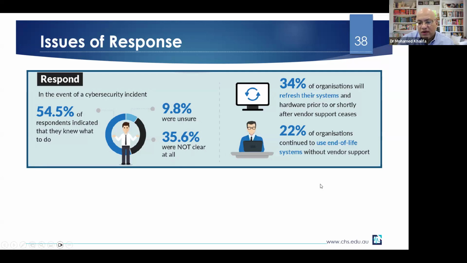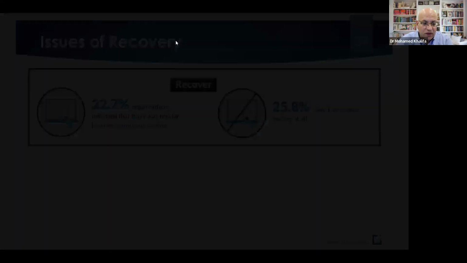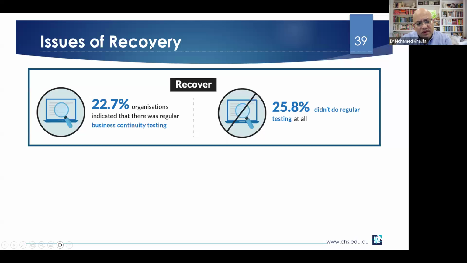34% of organizations will refresh their systems and hardware before or shortly after vendor support stops, and then 22% of organizations continue to use end-of-life systems without vendor support. By end-of-life systems, we mean supportive systems like ventilators and intensive care devices. So they keep working with these systems, 22% without vendor support, which puts them at risk of technical failure as well.